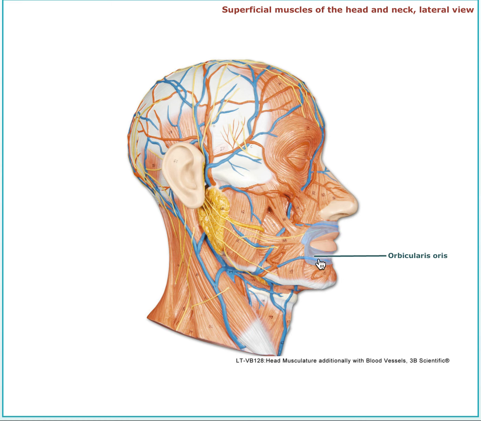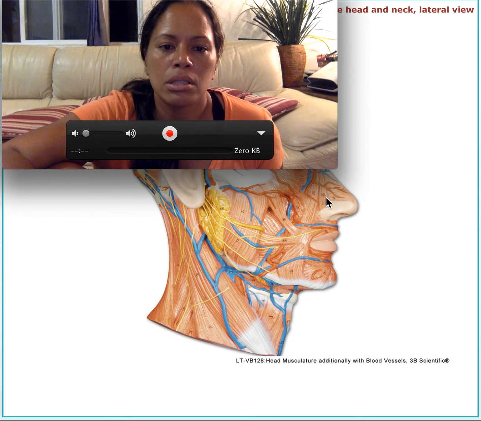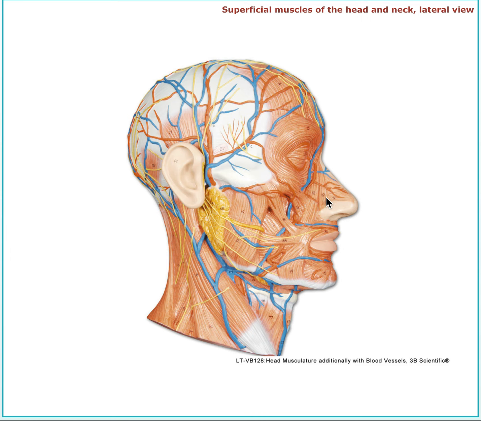Orbicularis oculi, Orbicularis oris, depressor anguli oris, right? Levator labii superioris. And then I believe this one, there we go, that's nasalis. It's a tiny one that just ends at the nose, so they call it nasalis. And it does this. Okay, hopefully you saw that.